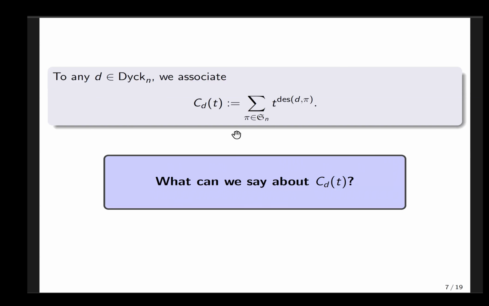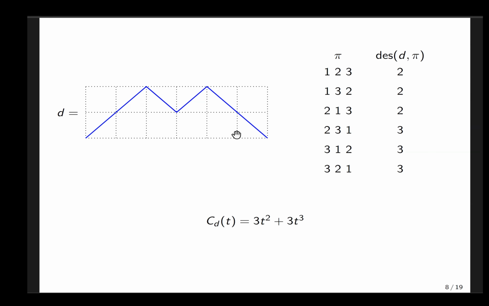Here, what I want to do is fix a Dyck path D, and consider the descent polynomial when I range over all permutations that can label its steps. So this is going to be C_D(t). And the examples should be pretty clear of what I'm talking about so far.